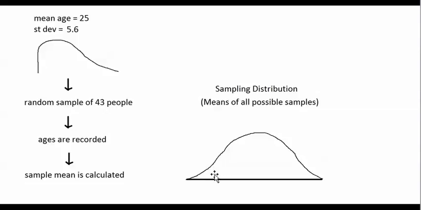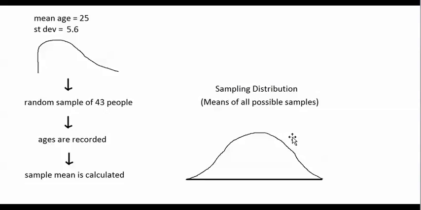If the sample comes from the left end of the sampling distribution, the sample statistic will be a low number. If the sample comes from the right end of the sampling distribution, the sample statistic will be a high number. And if the sample comes from the middle of the sampling distribution, the sample statistic won't be unusually low or unusually high. It'll represent the population pretty well.